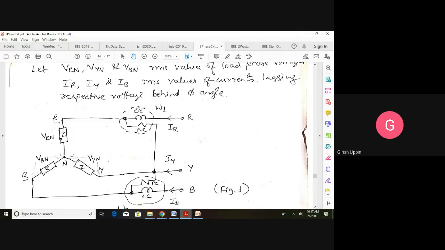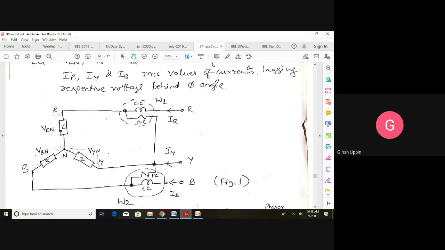So this current coil will carry the current for that phase, and this potential coil, if you see the potential, you can see the current coil of the wattmeter. This is wattmeter W1, this is wattmeter W2. If you see the current that is flowing here, it flows through the current coil of the wattmeter. And if you see the potential coil, this is the potential coil. It is connected between R and Y.